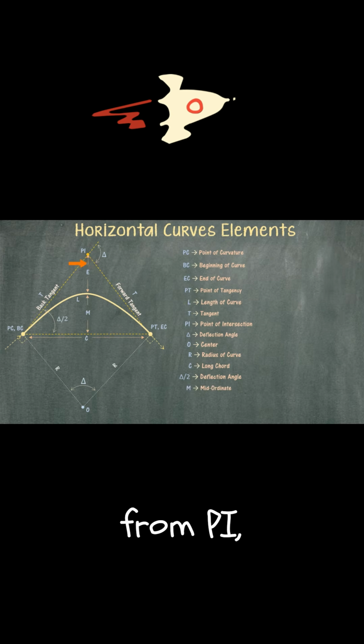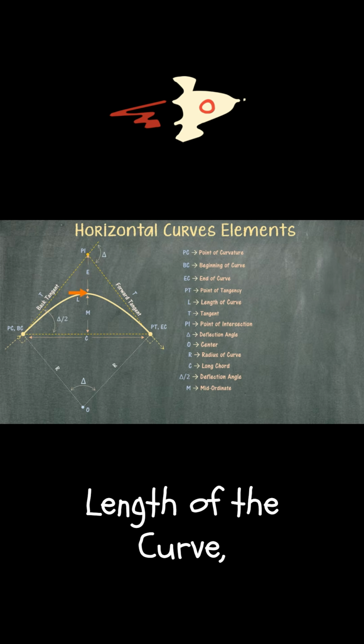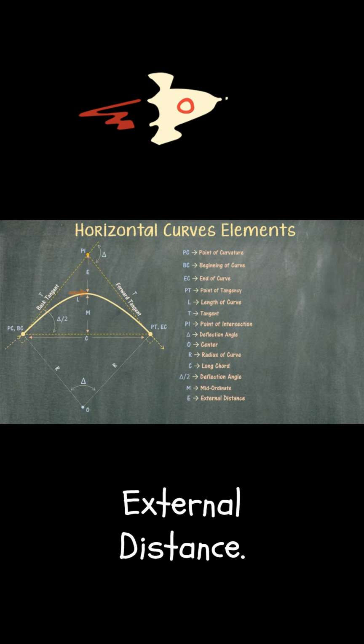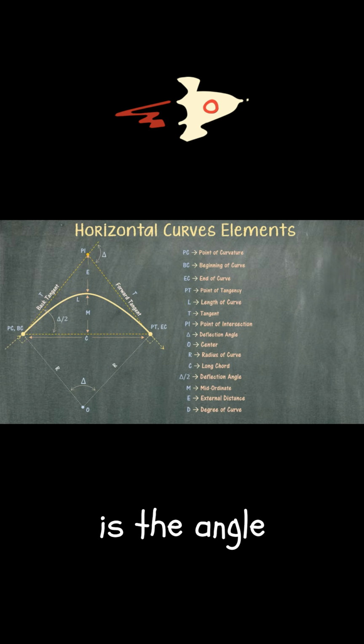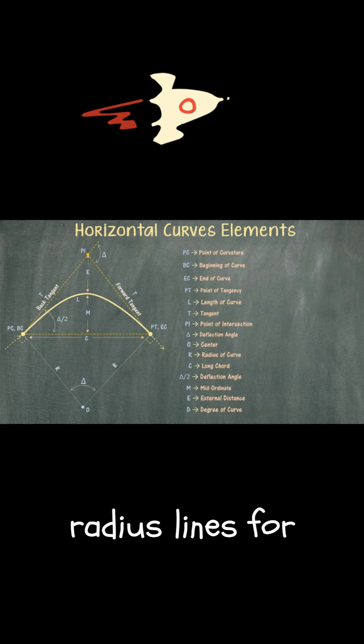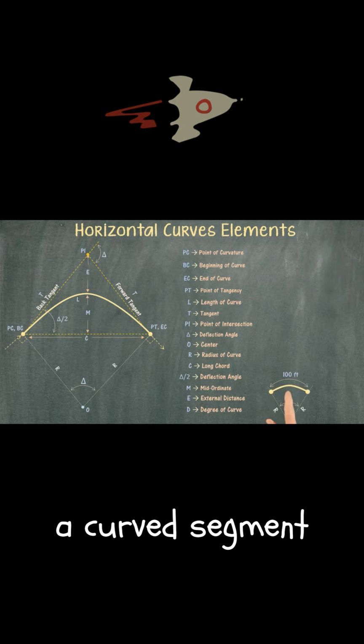The distance from PI to the center of the length of the curve is called the external distance. Degree of curve is the angle formed between the radius lines for a curved segment of 100 feet.